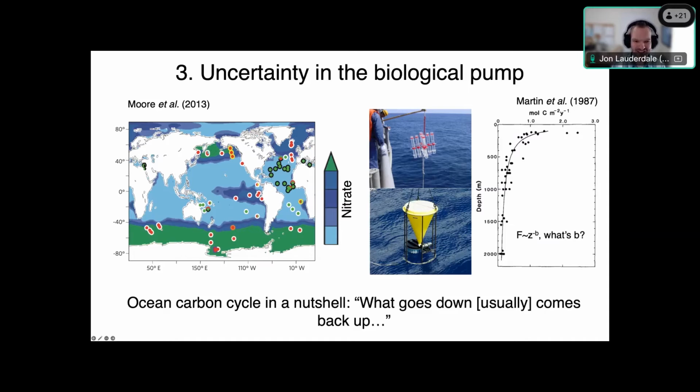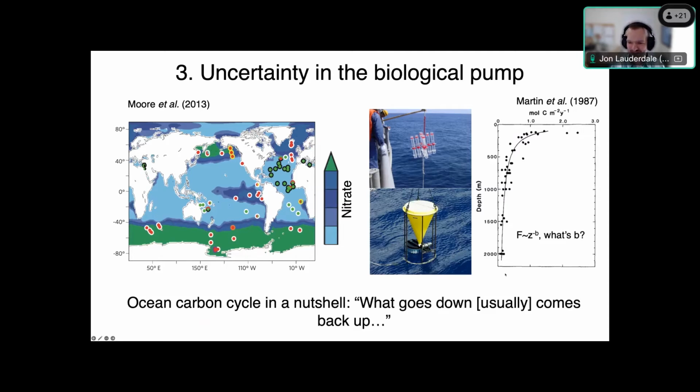So primary production in the ocean surface, which is limited by nutrients and iron and trace metals in different regions, forms sinking particles. Those sinking particles drift down and are remineralized by bacteria and reprocessed by higher trophic levels, which gives you something of a profile like this.